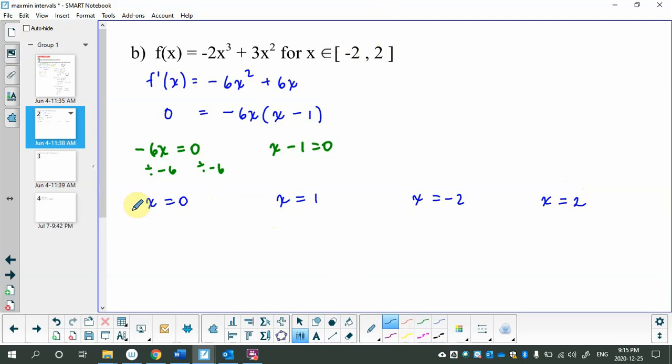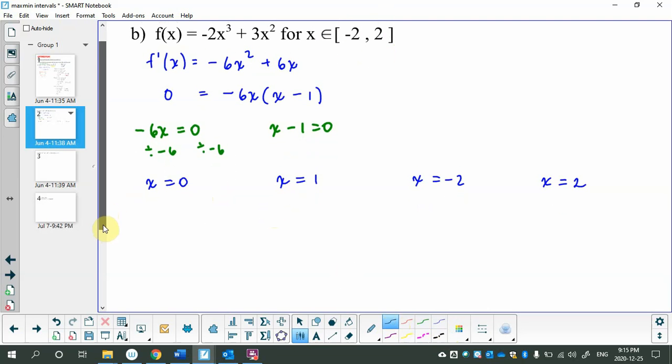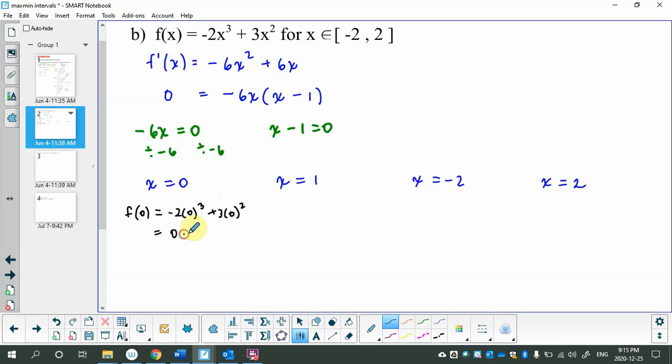So black pen to go back to the original, so I can barely see it there. So f of 0 is equal to -2 times 0 cubed plus 3 times 0 squared, which is 0 plus 0, so that's 0. So I have a point (0, 0) on this curve. Next one. Hope I can fit this in.